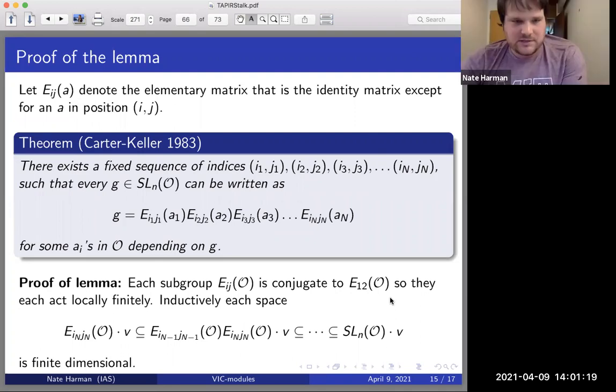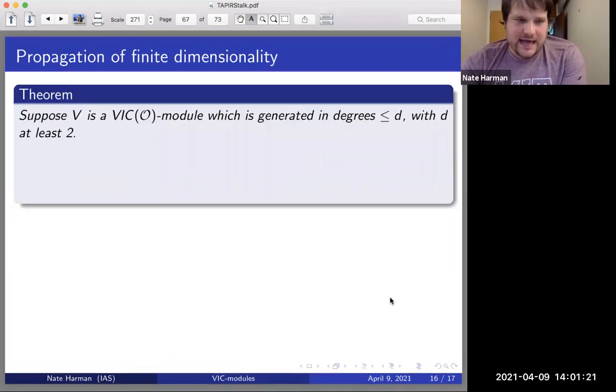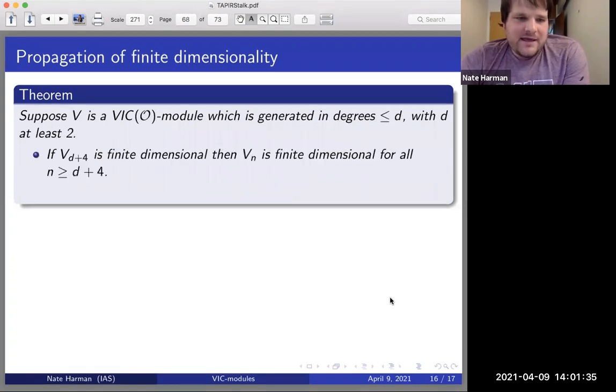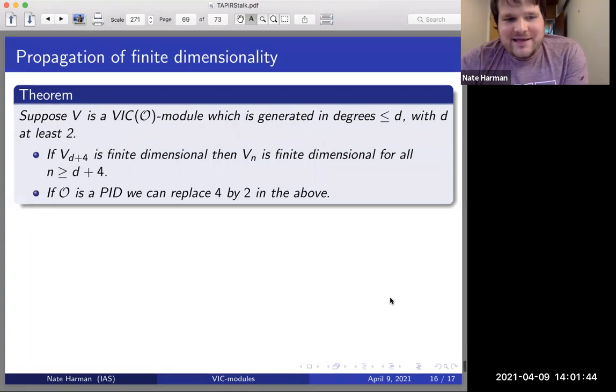I'm out of time, so let me just briefly go through my last slide. The punchline of all that, why I got interested in that finite dimensionality statement, is the following. If I have a VIC module that's generated in degree D, now has to be at least 2, and it's finite dimensional in degree D plus 4, then it's finite dimensional forever. And that 4 can be improved to 2 if you're a PID. So you get a slightly better bound if you're a PID versus not a PID.